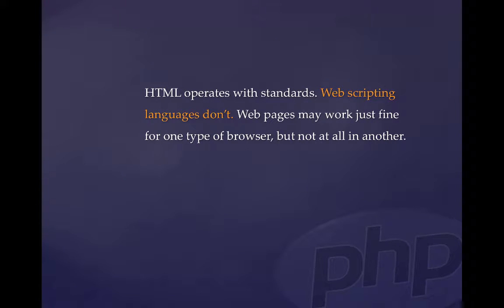We are aware that HTML operates with standards. We're currently on HTML5. CSS operates with standards. We're at CSS3. Unfortunately, web scripting languages such as JavaScript do not. This means that web pages may work just fine for one type of browser or even one version of a browser, but not at all in another. So this inconsistency is problematic for those of us who are trying to develop web pages and generate a continuous experience across any device.